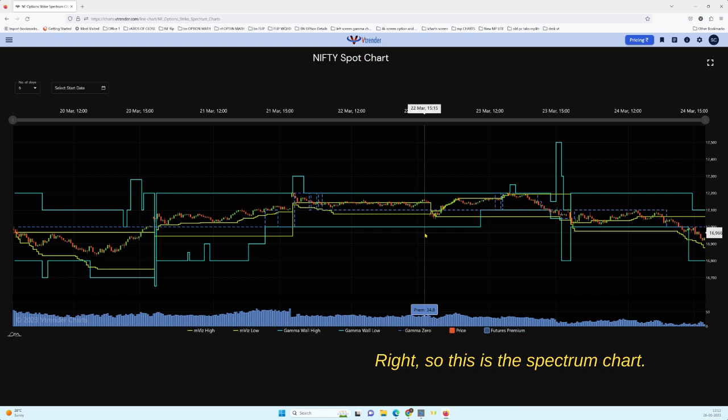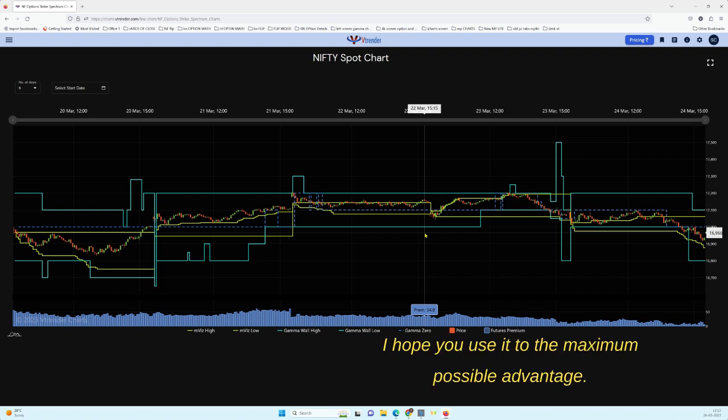So this is the spectrum chart. I hope you use it to the maximum possible advantage. This has some high level Greeks built into it, and a lot of visualization added, using some premium tech which we've developed at WeTrender.